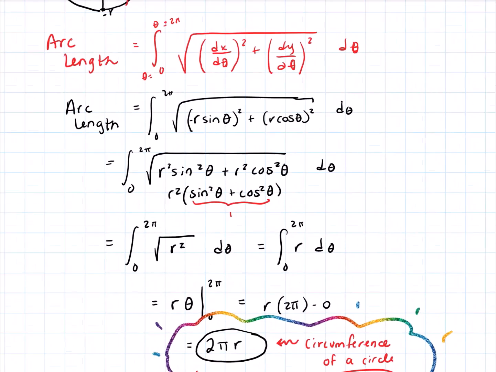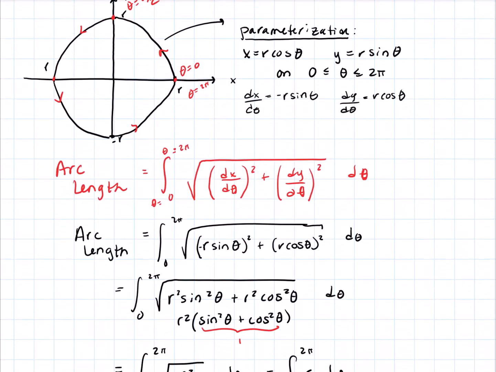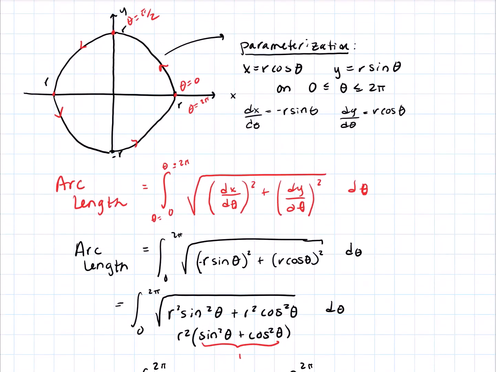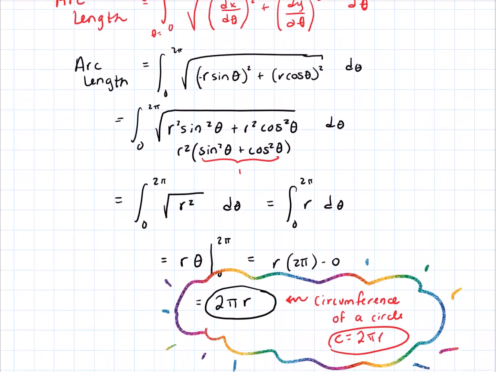And so that's simply using a parameterization and a little bit of the arc length formula and a little bit of calculus, with some integration here. And we can show that the circumference is 2 pi r.